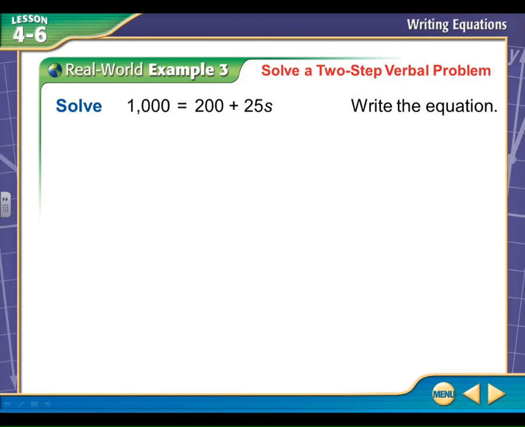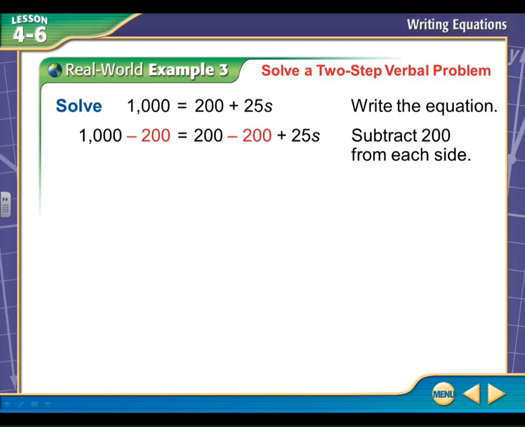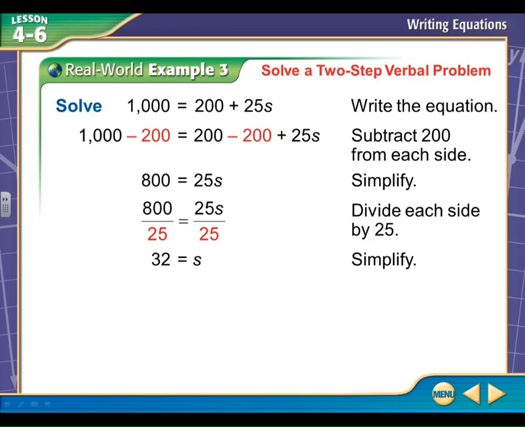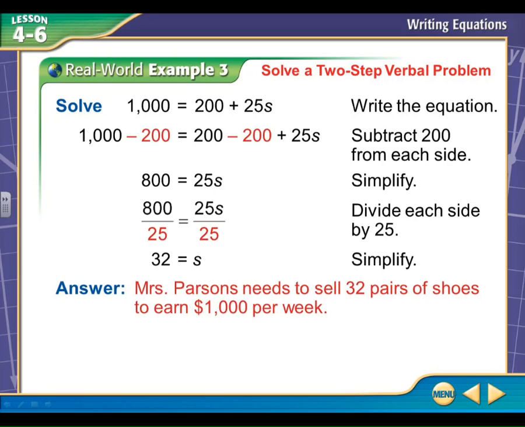So we have an equation. $1,000 is how much she needs, $200 is what she gets every week, and she gets an additional $25 for every pair of shoes she sells. So now let's solve it for S. Let's subtract 200 from both sides of the equation. We get 800 equals 25S, and what's the opposite of multiplying 25 times S? Divide each side by 25, and you find out that she has to sell 32 pairs of shoes, probably to Miss Pettit, because Miss Pettit loves shoes. She has to sell that many pairs of shoes to earn $1,000 per week.